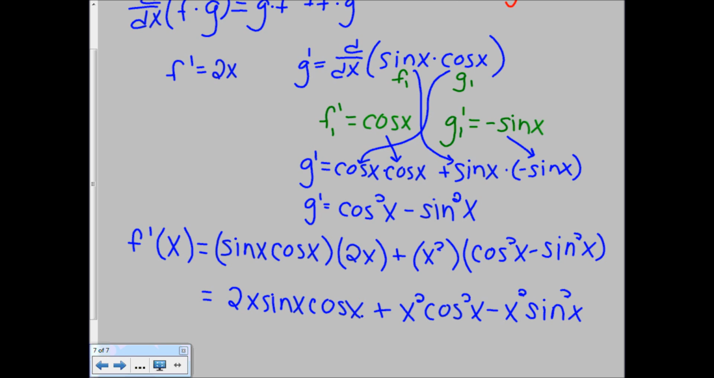You could even leave it up here at this first line. You could leave your answer as this whole thing, but sometimes it's a little nicer just to multiply through and see what it all is. But other times it's nice just to leave it factored out. It might be easier to work with when we get into starting to analyze derivatives.